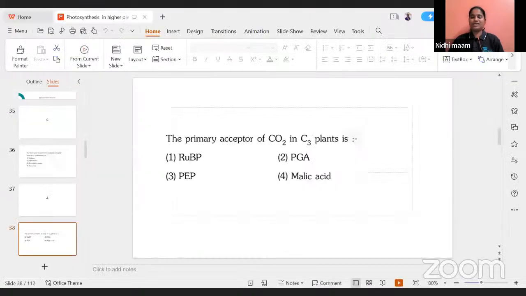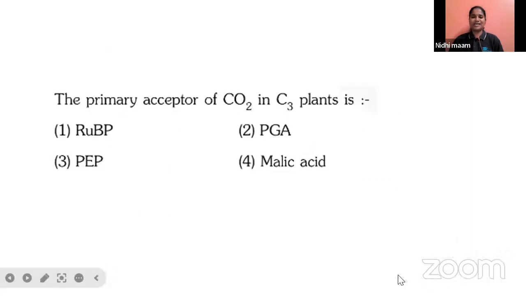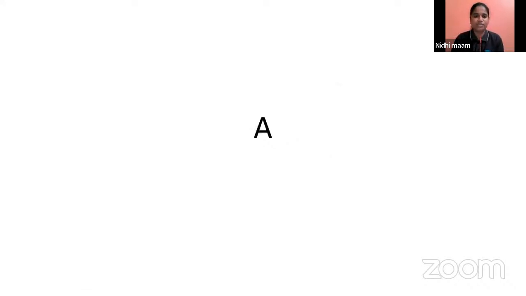So Anuradha and the YouTube students answered option B. Okay, so the right answer for this question is option A, RuBP. Just now we discussed it, ribulose bisphosphate, the carbon dioxide acceptor in C3 plants.